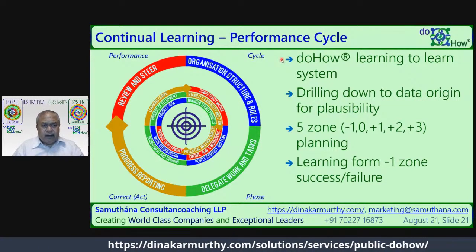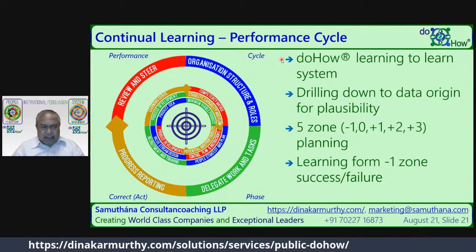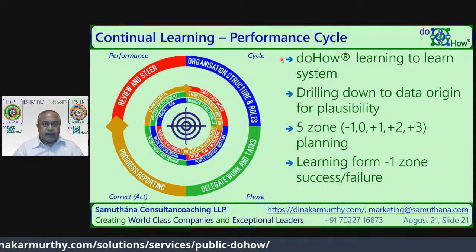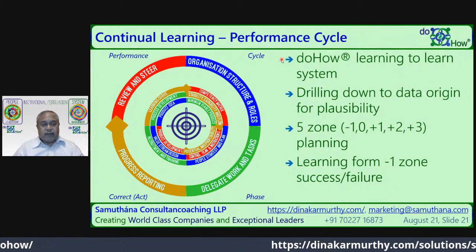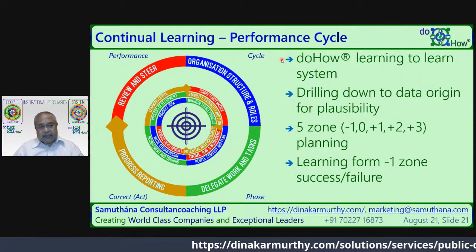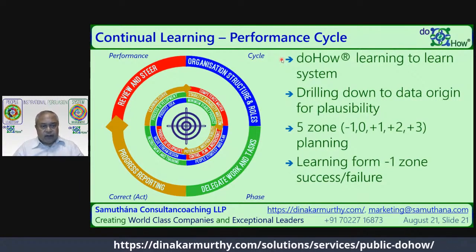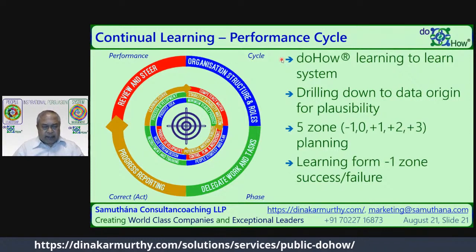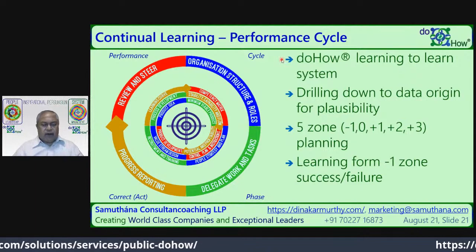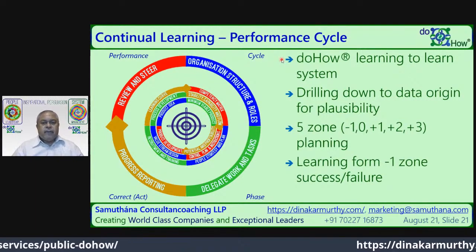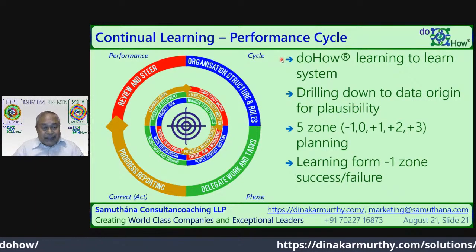Smartness comes in basically having an algorithm, actuating it, and after that, based on the actuation, to really look at what really happened after the actuation, which is the sensing phase, and after that, to correct it. The correction activity is what we are looking at today, which is review and steer, the correct or acting phase. The first thing here, I'm going to talk about 4 different topics. The first thing which is important is the doHow learning to learn system.